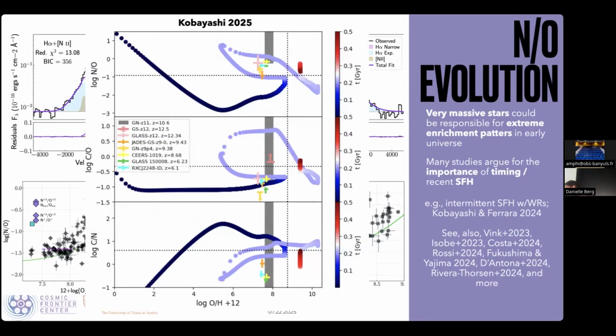I want to mention that Chiaki Kobayashi has a nice 2025 paper doing some of these chemical enrichment models. And so you can see the time scale in gigayears is the color coding. And so you very quickly move across these N to O, C to O, and carbon to nitrogen plots, like the ones I just showed you, to get this enriched nitrogen in multiple bursts where you have Wolf-Rayet stars. And you can also come down to these low carbon to oxygen abundances as well. And so these are some of the high redshift galaxies that are matching really well with carbon and nitrogen abundances with this model.